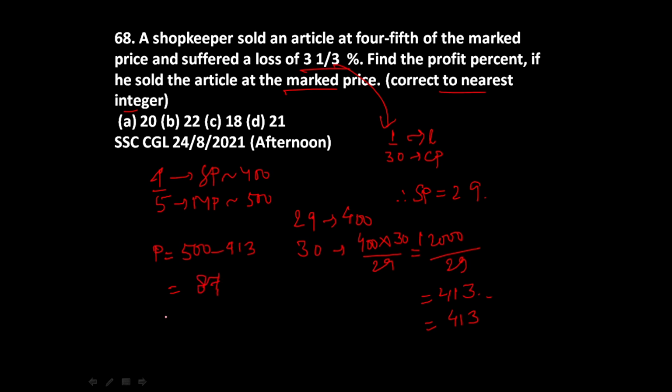So what's the profit percentage? It is 87 upon 413 into 100. How much will it be? That will be a nearer figure again, 87, so it's 21 point something. So it will be 21%. Clear? It will be 21%. Understand? Fine. Moving to the next one.